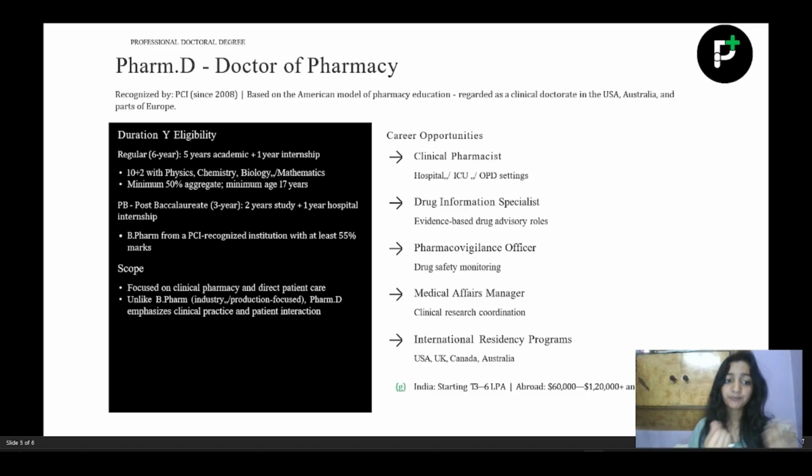Scope of Pharm.D is you are focused on clinical pharmaceutics, unlike B.Pharm, which is focused on pharmacognosy, production, etc. If I talk about career opportunities after Pharm.D, it is clinical pharmacist, drug information specialist, pharmacovigilance officer, medical affairs manager, and you can also go for international residency programs.